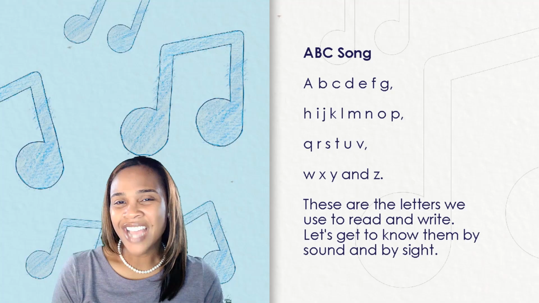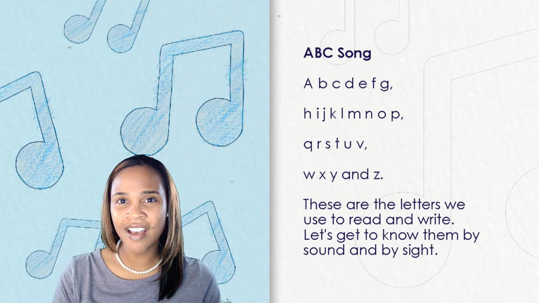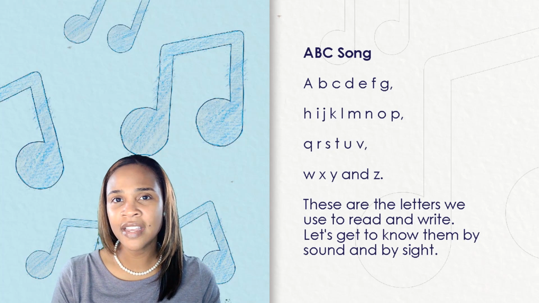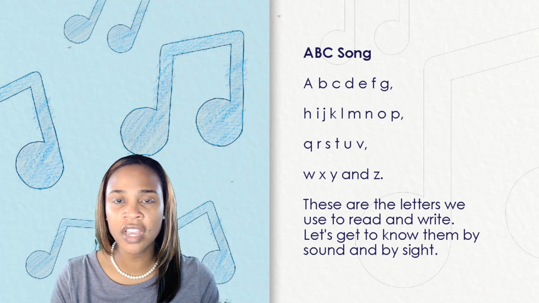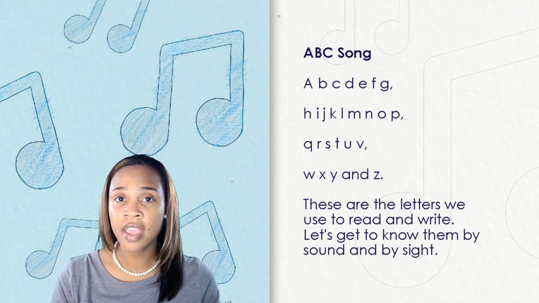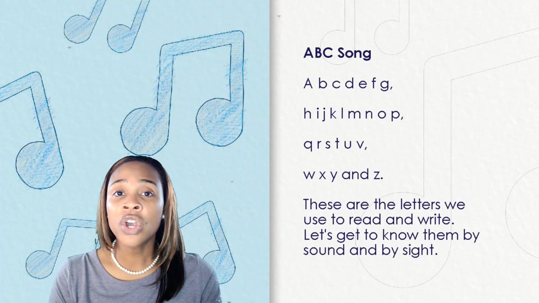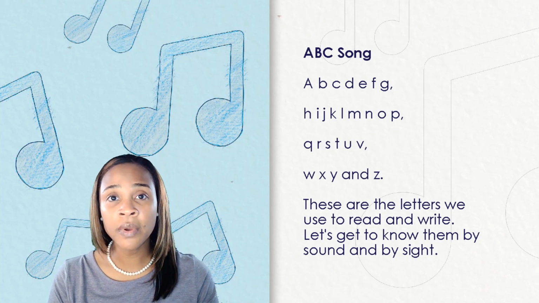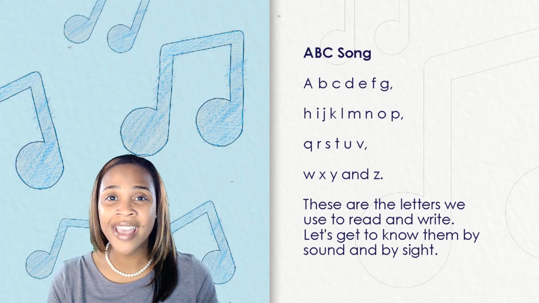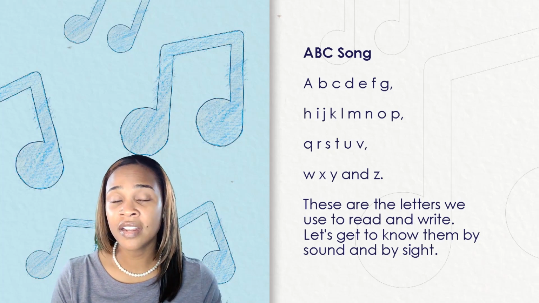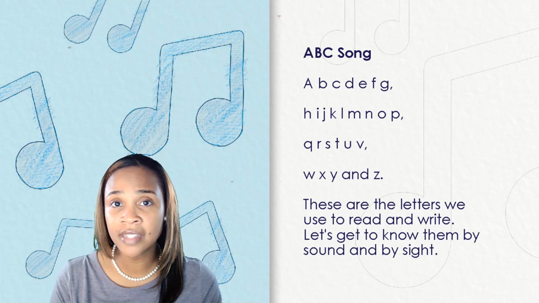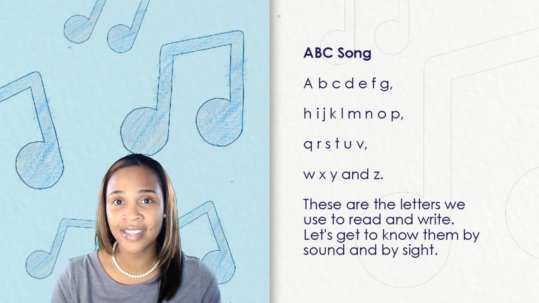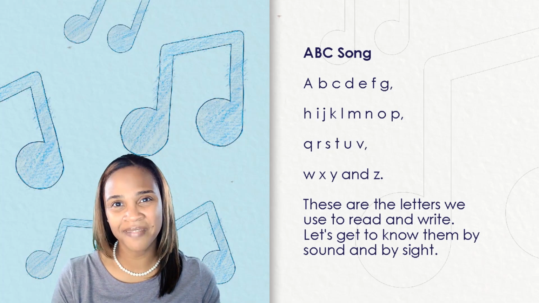Transition song. It's time to sing our ABC song, so come along and sing with me. A, B, C, D, E, F, G, H, I, J, K, L, M, N, O, P, Q, R, S, T, U, V, W, X, Y, and Z. These are the letters we use to read and write. Let's get to know them by sound and by sight. Nice job.